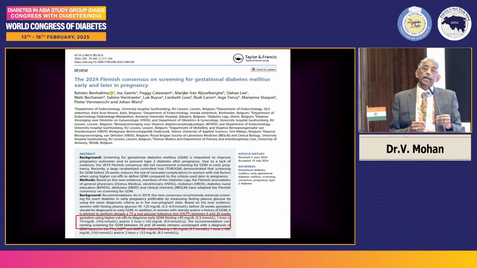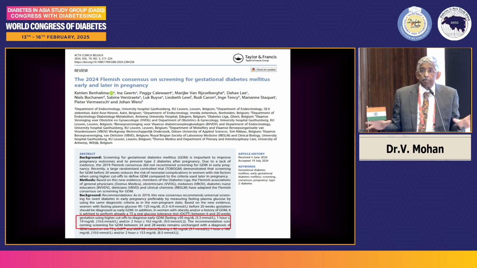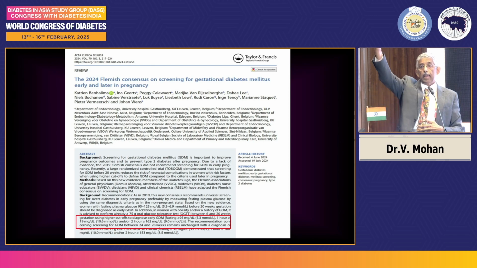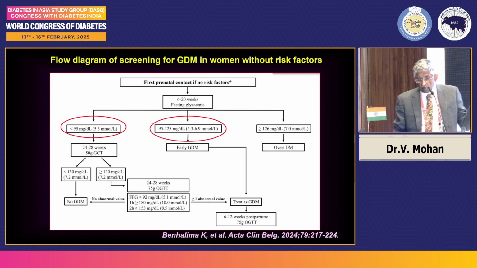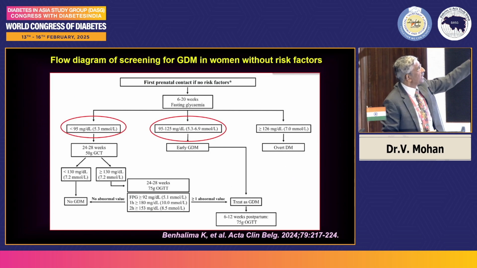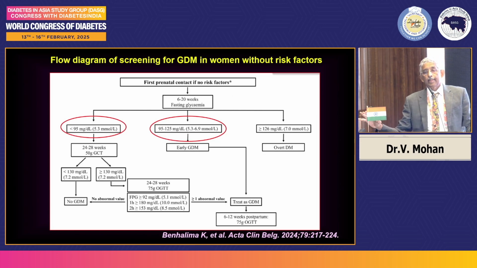Meanwhile, has the world accepted this? Thankfully, yes. The first to accept it was Belgium. So the Flemish consensus has accepted, and they said, in our country we will screen for early GDM. And what cut point did they use? They used the high band cut point. They said in TOBOGGAN, 95 and above was taken, and therefore we will use 95. They even tell you what you should do at 126, and that 95 to 125 is early GDM, and what you should do for that. They have made it their national guidelines.